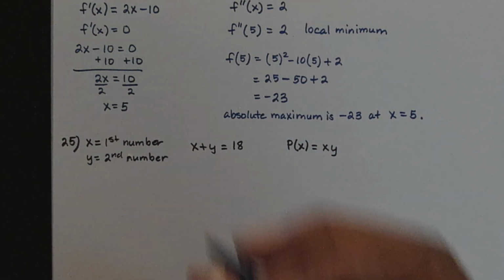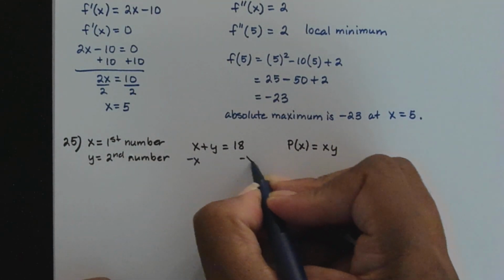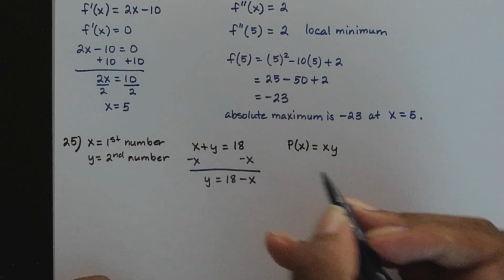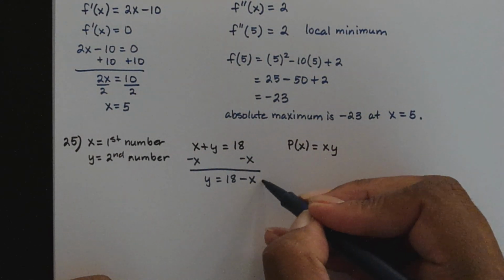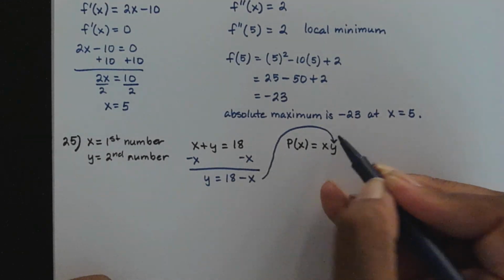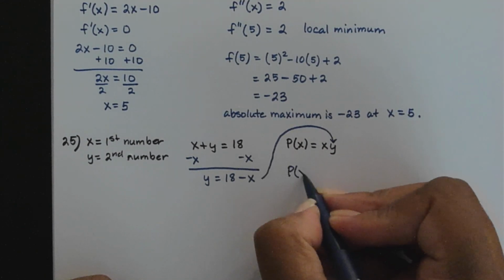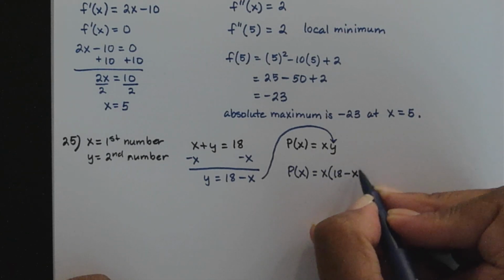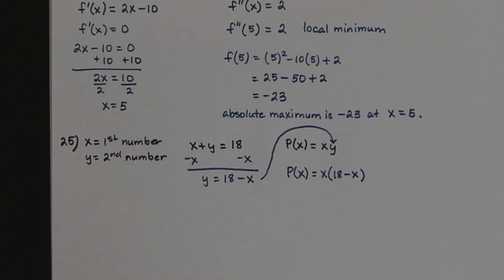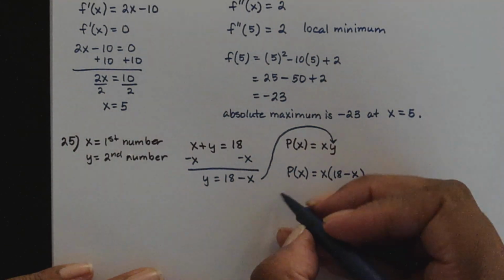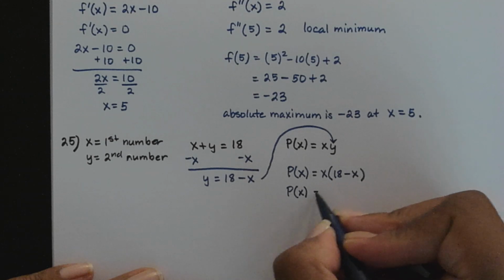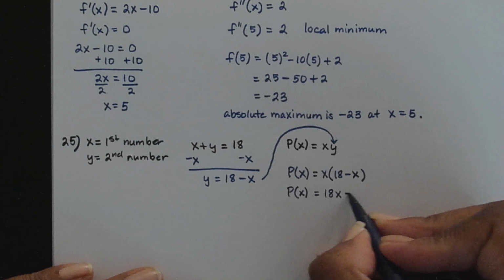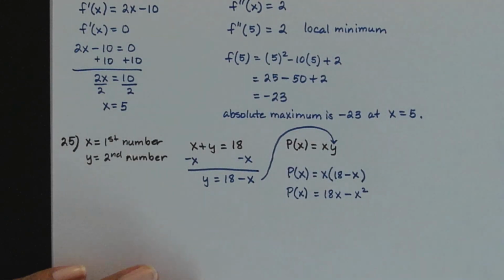To do that, I need to subtract x on both sides. That tells me that y is equal to 18 minus x. So I'll substitute 18 minus x for y in my P of x function. P of x is equal to x times the quantity 18 minus x. If I distribute the x over the 18 minus x, this will be 18x minus x squared.